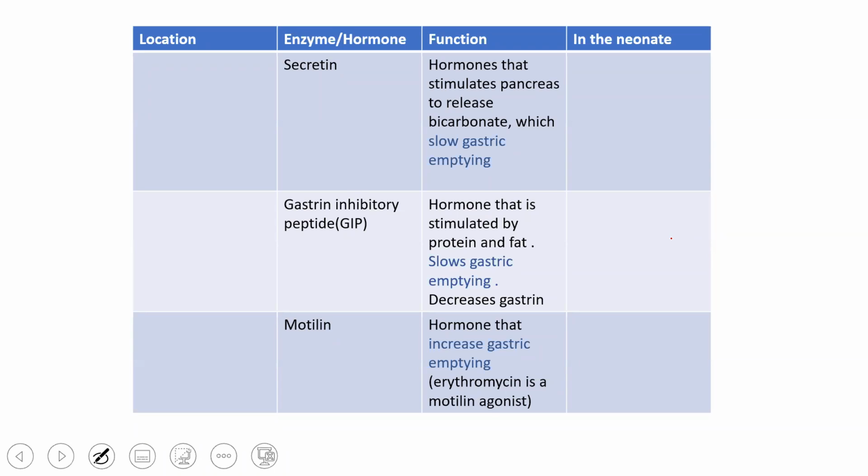The other two hormones, secretin and gastric inhibitory peptide, both slow gastric emptying time. The gastric inhibitory peptide is stimulated by the protein and the fat in the food, and slows the gastric emptying time. So you have two hormones that slow gastric emptying time, and one hormone that increases gastric emptying time.